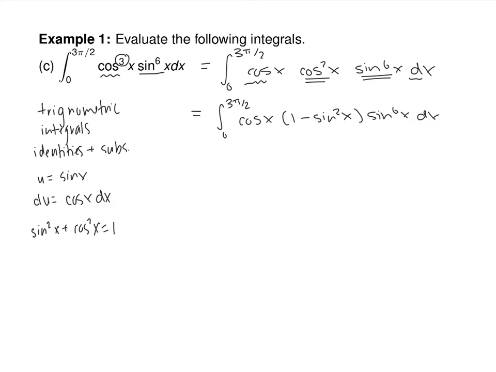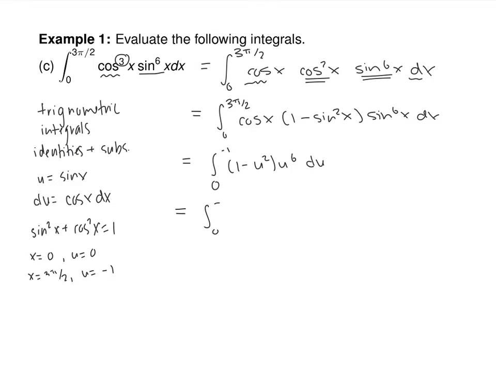So completing my substitution, I just need to change my bounds. If x is 0, u is 0, and if x is 3 pi over 2, sine of 3 pi over 2 is negative 1. So this is the integral from 0 to negative 1, 1 minus u squared, u to the 6th du. Once you figure out what substitution to make, these integrals actually become pretty easy.